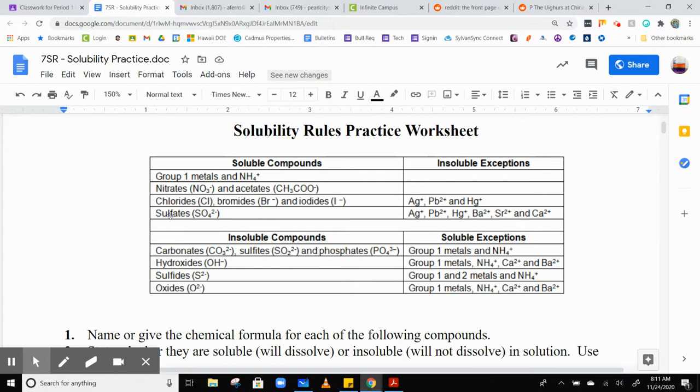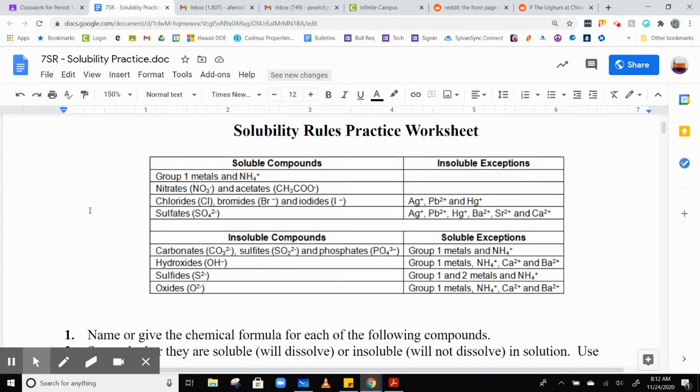For sulfates, most of them are soluble. However, there are some insoluble exceptions. These are all the exceptions: Ag plus, Pb2 plus, Hg plus, Ba2 plus, Sr2 plus, and Ca2 plus. So there's a lot of exceptions here. Silver sulfate, lead sulfate, mercury sulfate, barium sulfate, strontium sulfate, and calcium sulfate are all insoluble.